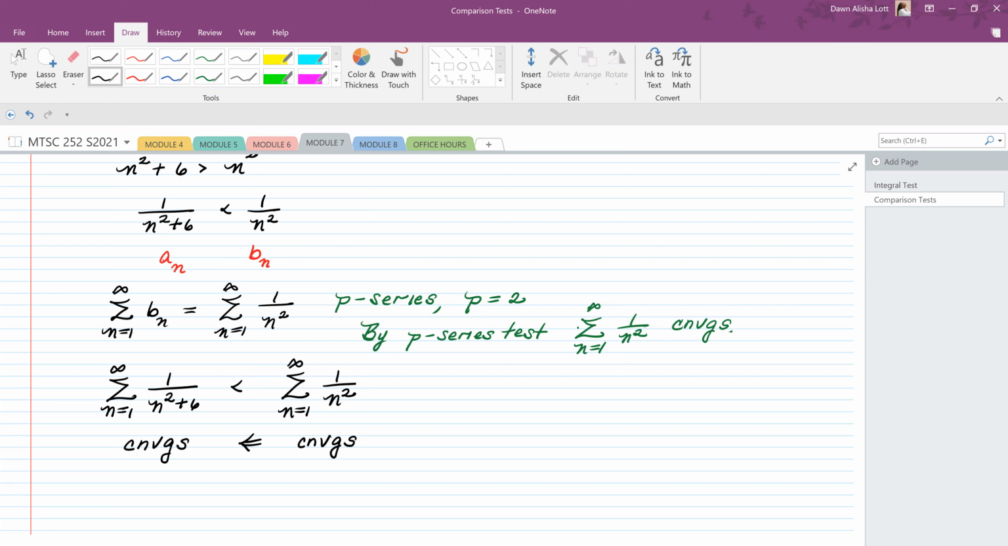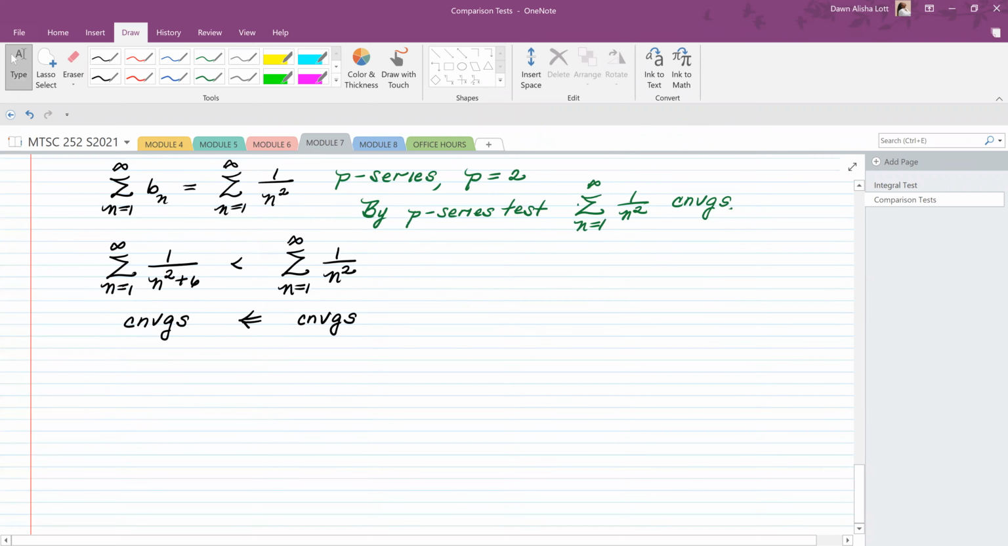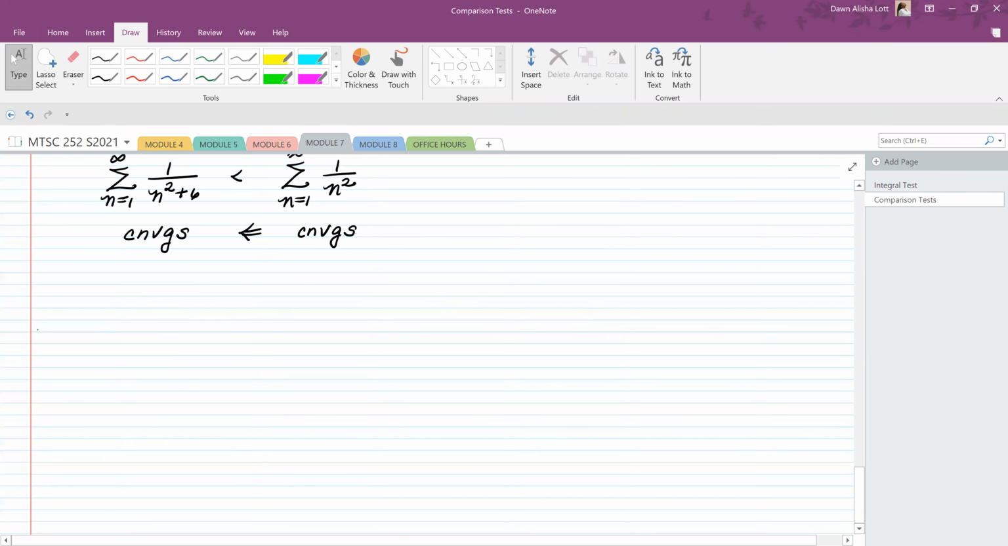Here's another example. This is a tough one. Okay, it's a tough one. This is the summation n equals 1 to infinity of 1 over n factorial.